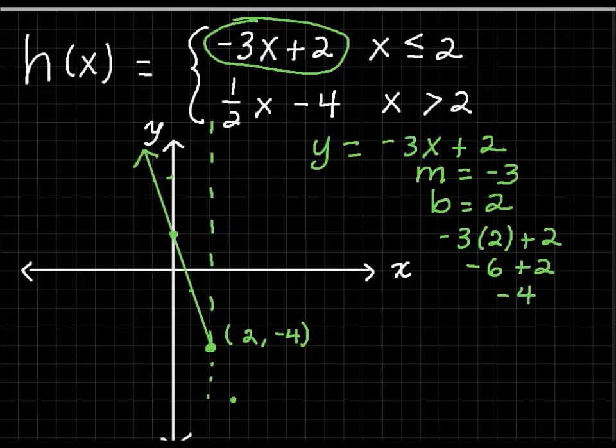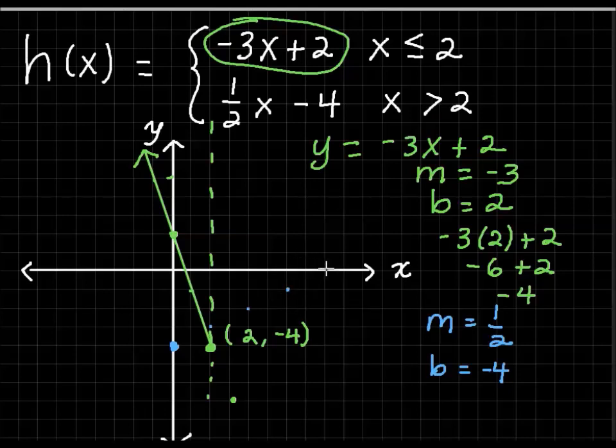All right. So in the other function rule, 1/2 x minus 4 applies when x is more than 2. So if I was going to graph that, I would graph it with a slope of 1/2 and a y-intercept of negative 4. Okay, so my y-intercept is negative 4. I'm going to start down here. 1, 2, 3, 4, right there. And from my y-intercept, I'm supposed to go up 1, right 2, up 1, right 2, up 1, right 2. It only applies when x is more than 2.